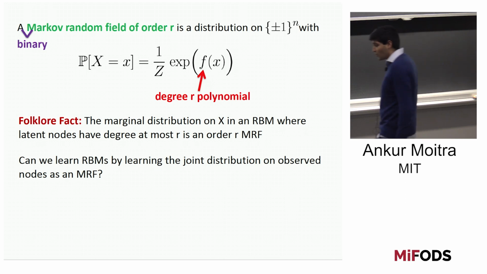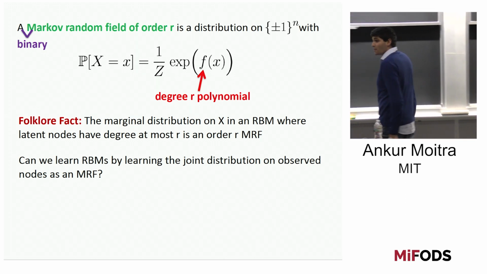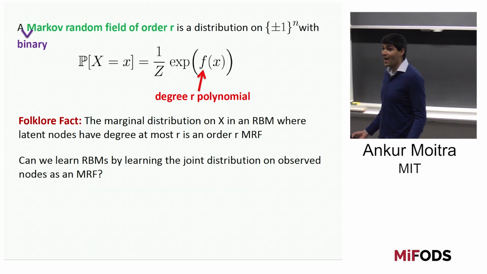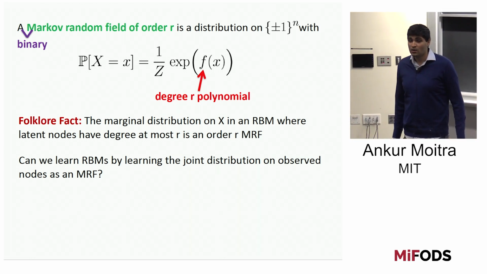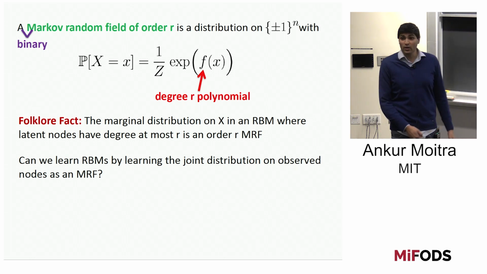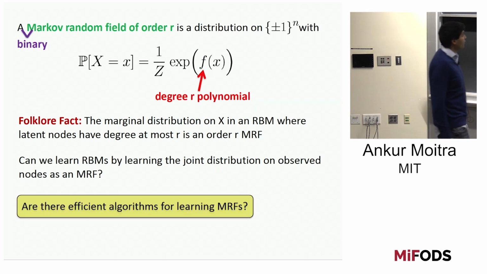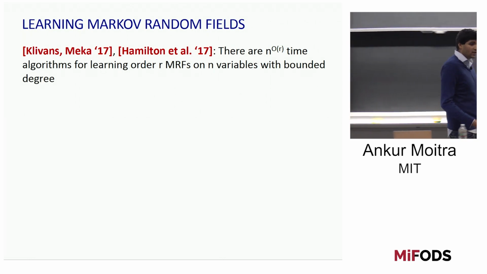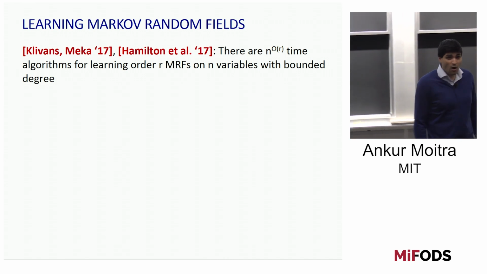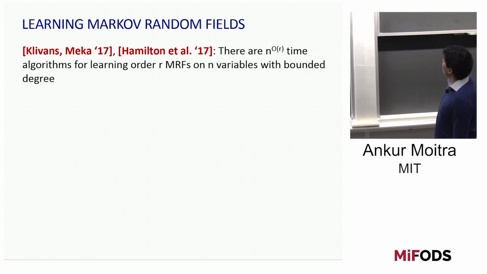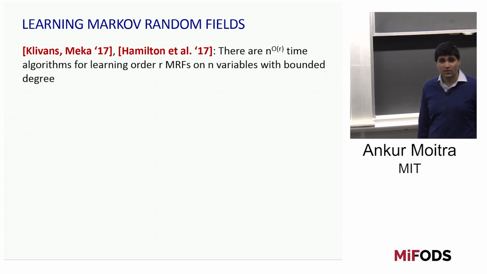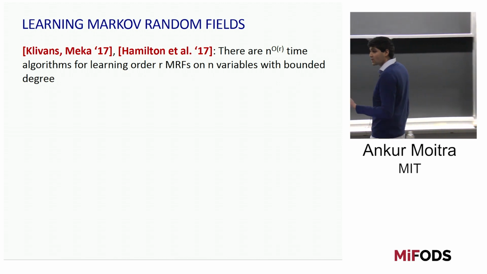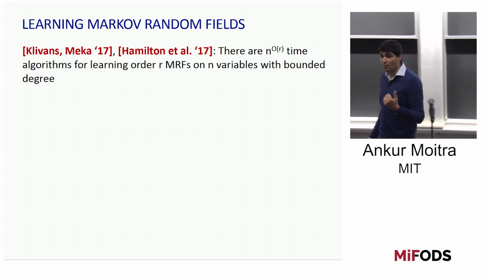So, one approach that we could take to trying to learn restricted Boltzmann machines is we could just learn the distribution on their observed nodes as a Markov random field. So maybe I should answer the question, how well can we learn MRFs? Are there efficient algorithms for learning MRFs? And here the answer is somewhat positive, but mostly negative. If you talk about an order r Markov random field, then there are n to the r algorithms, and there's some hidden dependence in the constant in front of the n to the r that depends on the max degree, for learning order r Markov random fields.